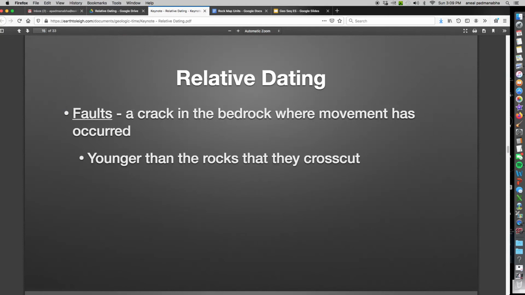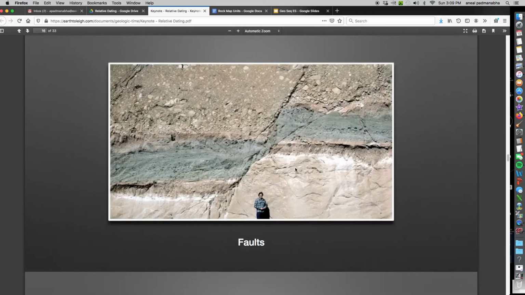A relative dating fault: a crack in the bedrock where movement has occurred. The fault is younger than the rocks that it cross-cuts. So what does that mean? Here this layer is deposited, then this layer, then this layer, then this layer, then this layer. The beautiful conglomerate right there. They were all deposited, and then you can see there's a fault because they're all offset.